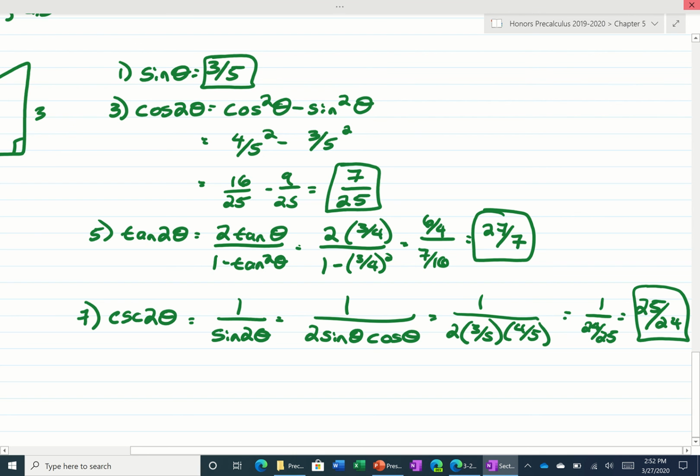Let me just double check in the back of the book on page 418. 25 over 24. Yep. All right, cool. So I'm not making this stuff up.